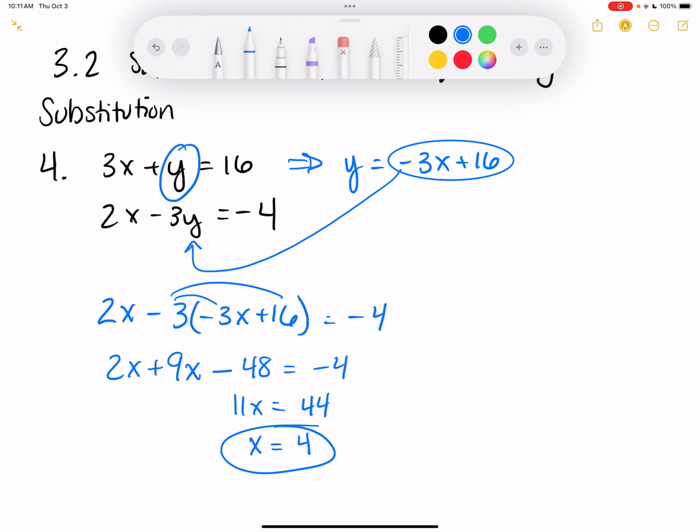I go to this modified equation here because then y is already solved, y is already by itself. So then I have y equals negative 3 times 4 plus 16. So y is equal to 4. Now, how do I write my answer? An ordered pair: 4, 4. The ordered pair 4, 4.